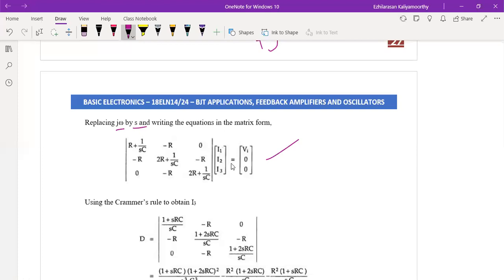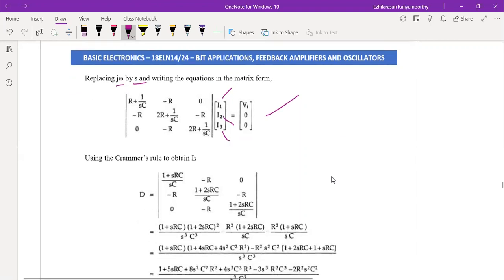Here the voltage matrix will be there. Now you have to find the quantities I1, I2 and I3. How can you find them? One of the best methods in mathematics to find the quantities is called Cramer's rule. So using Cramer's rule, you can obtain them. You need to know what Cramer's rule is.